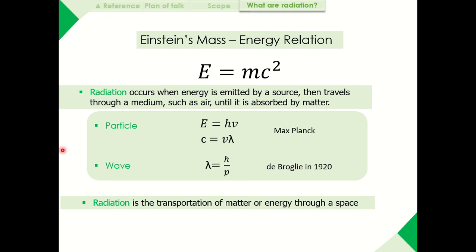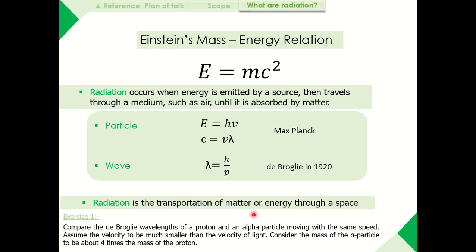So ultimately, radiation is when energy is emitted by a source. Whenever some source is emitting energy, it travels through a medium such as air until it is absorbed by matter. What is the absorption by matter, and what is the interaction of matter with radiation? We'll talk about that later. So basically, we can say radiation is the transportation of matter or energy through space.